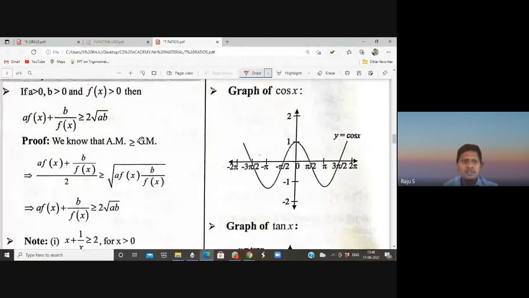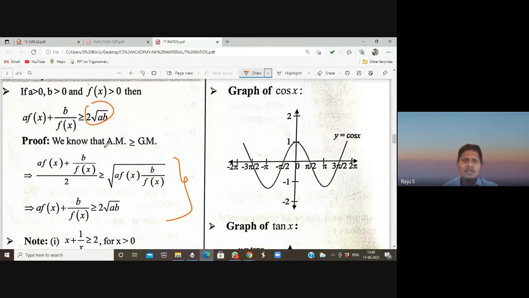Actually, they are given in class 12 when we discuss the function concept. This property can be useful for us. In class 12 we will discuss it in the function concept. It is nothing but f of a into f of x, b into b by f of x. We have to prove that it is greater than 2.